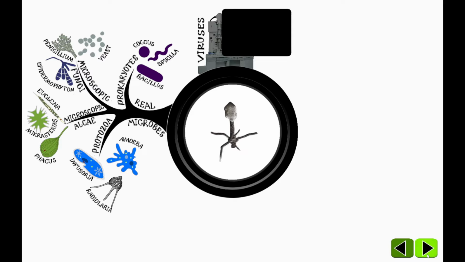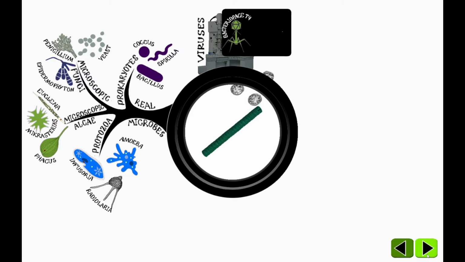You might ask, what about viruses? They are small, ranging from 20 to 300 nanometers. They are not visible in a light microscope, only in an electron microscope. They fit the size criteria, but there's one catch: they are not alive.